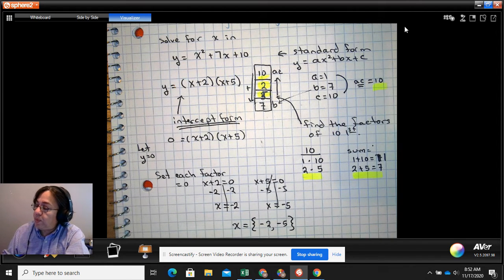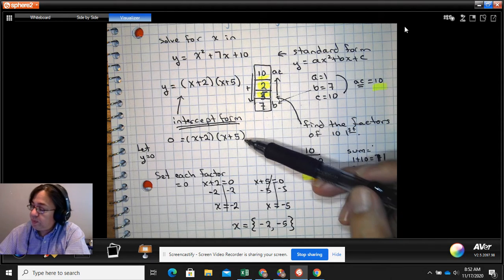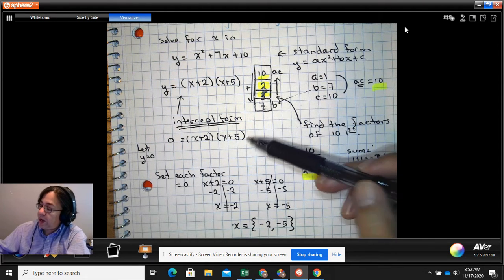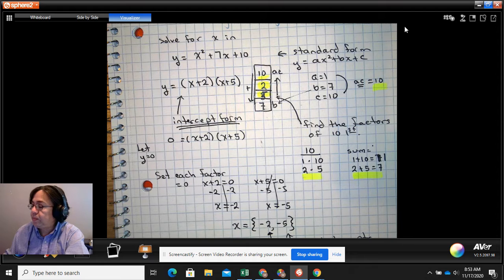So we went from the standard form to the intercept form to be able to find our x-intercepts. These are our x-intercepts found at y equal to 0. So we met the objective.